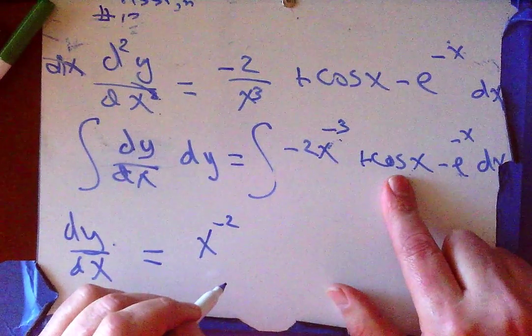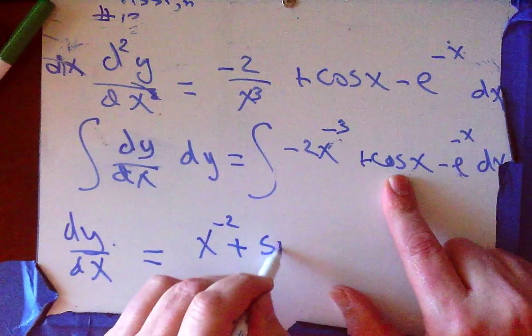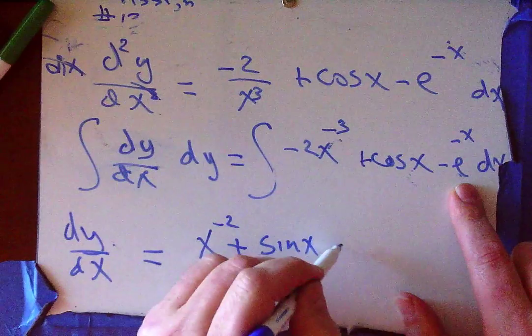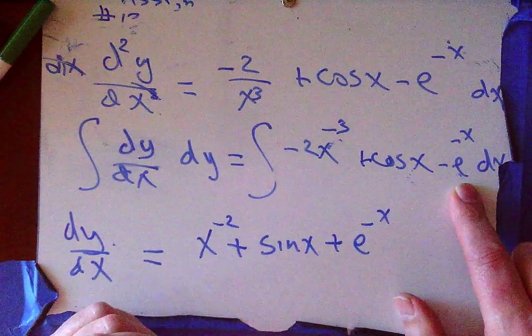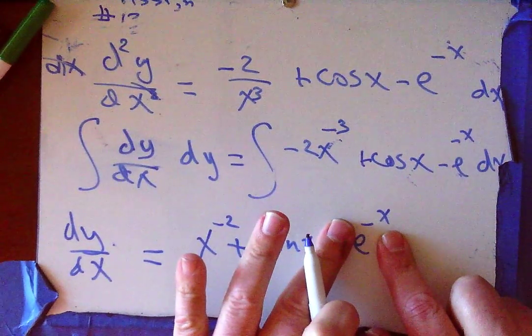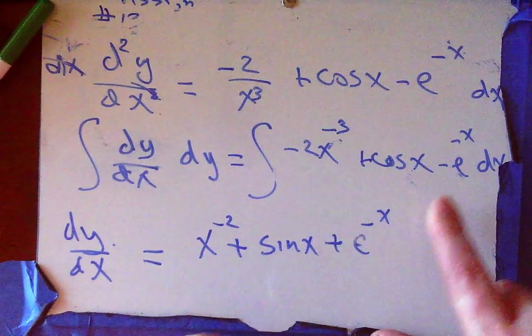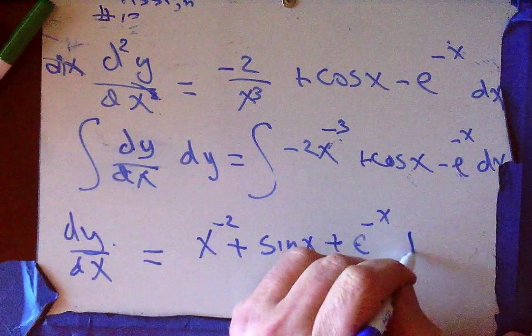Whose derivative is this? This is sine's derivative. And the antiderivative here is plus e to the minus x. How did I know? Because if I take the derivative of this, we get e to the minus x times the derivative of the inside, which is minus, and that's that thing there. Don't forget the plus c.